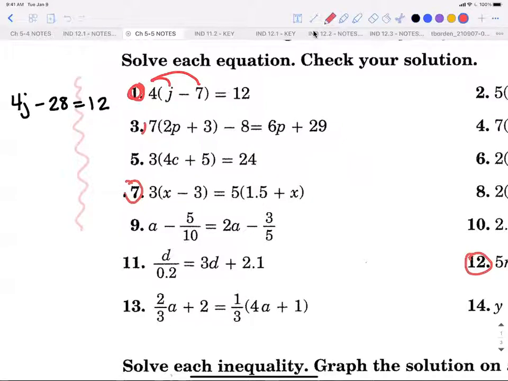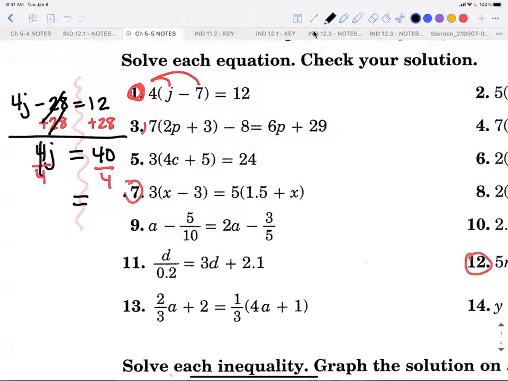Negative 28 can be zeroed off this side by adding 28. If we do it to one side of the wall, we have to do it to the other. That means negative 28 and positive 28 cancel out, leaving 4j on this side. Our equal sign should stay right on the wall all the way down. 12 plus 28 is 40. Now our very last step is always to divide off the coefficient if we have one. So we divide this side by 4, and because we divided the left side of the wall, we have to divide on the right. Our equal sign stays on the wall. Our j is now by itself, and 40 divided by 4 is 10.